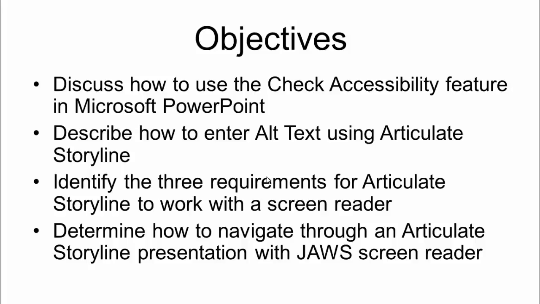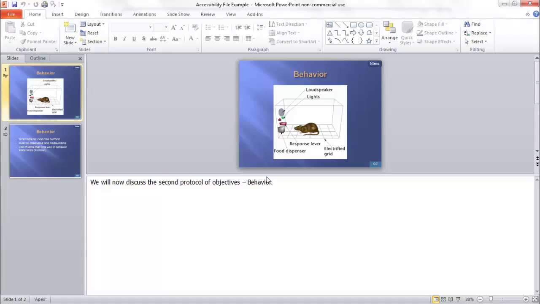After reviewing this presentation, your user will be able to discuss how to use the Check Accessibility feature with Microsoft PowerPoint, how to enter alt text using Articulate Storyline, the 3 requirements for Articulate Storyline to work with the screen reader, and determine how to navigate through an Articulate Storyline presentation with JAWS Screen Reader.